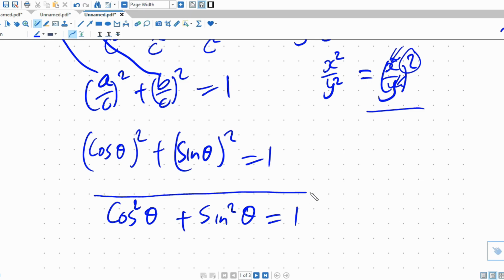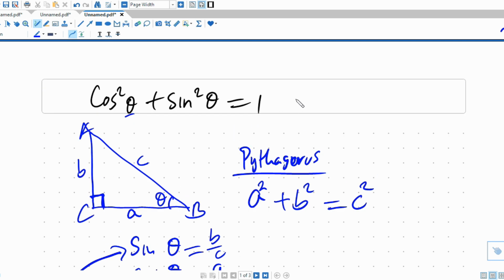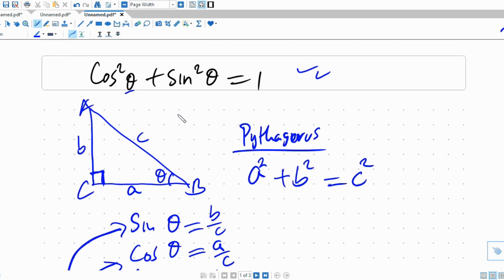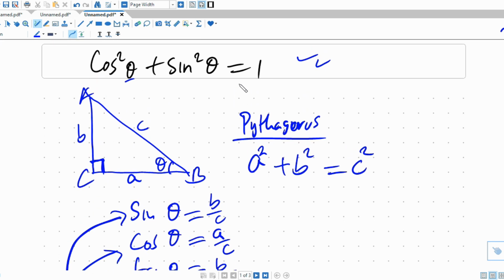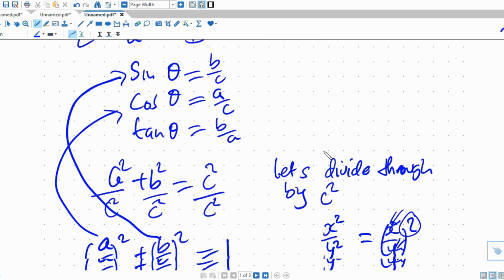So this is the trigonometric identity we saw before. That tells you that the trigonometric identity cos squared theta plus sine squared theta equals 1 is derived from the Pythagoras theorem.